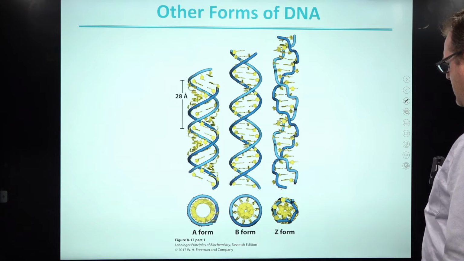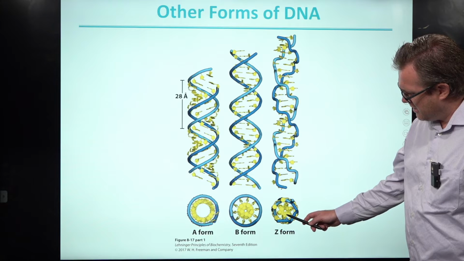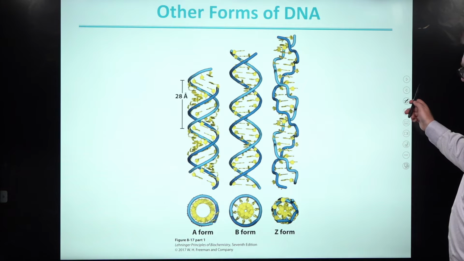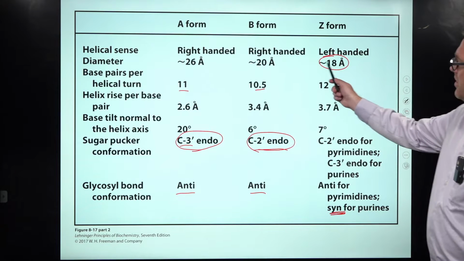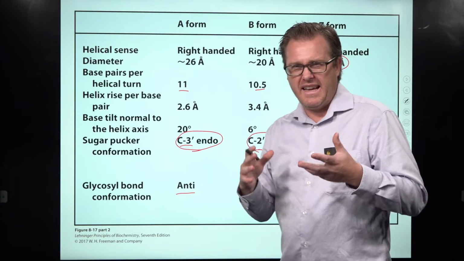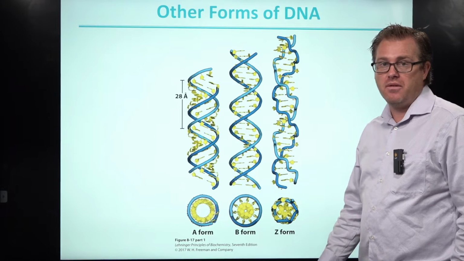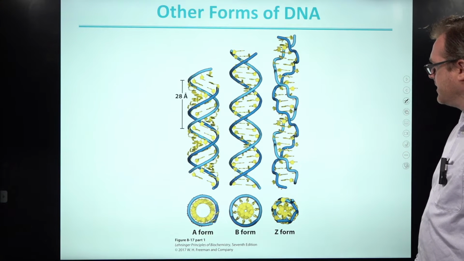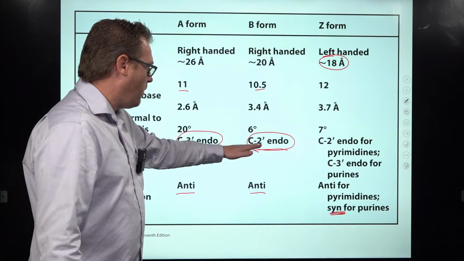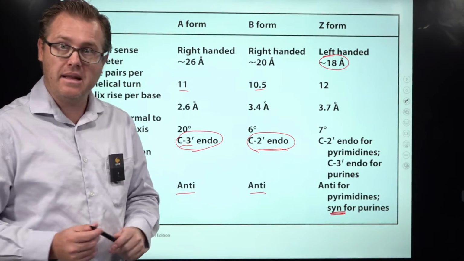When you look at the Z form there, look how crazy it looks, right? But all those little differences right here in this table, all culminated together, have a drastic effect on the shape of the DNA molecule. Kind of cool to me. Just like I said before, this ring puckering, we will talk more about that in class.